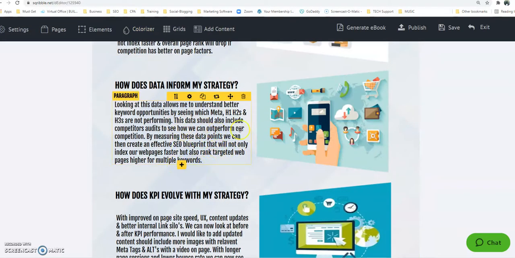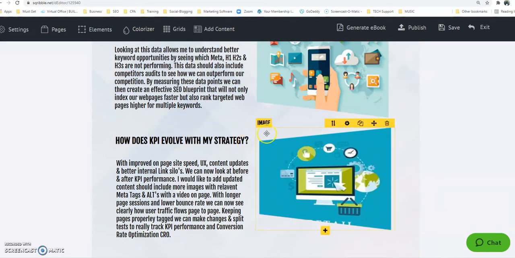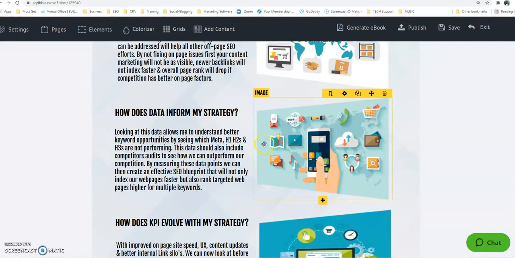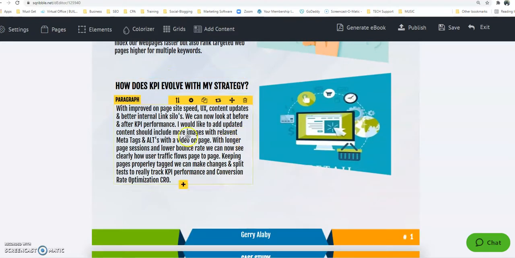How does data inform my strategy? Basically, I look at the H1 and H2s and see how the competitors are rating, how their CTR rate is with their headlines and their titles. How does KPI evolve with my strategy? I've been in this business for a while, I've seen a lot of different user metrics, especially with KPI.